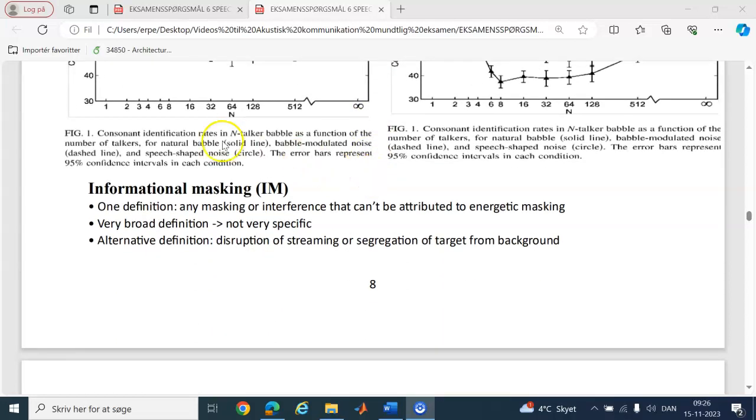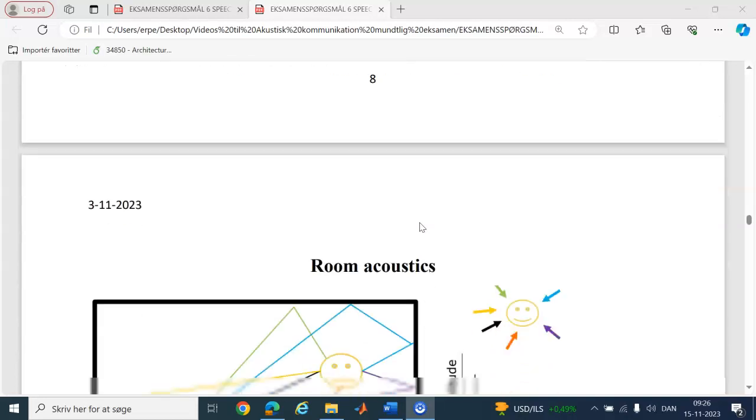You can also have informational masking, IM. One definition: any masking or interference that can't be attributed to energetic masking. Another way to explain it: a very broad definition, not very specific. An alternative definition: disruption of streaming or segregation of the target from the background.